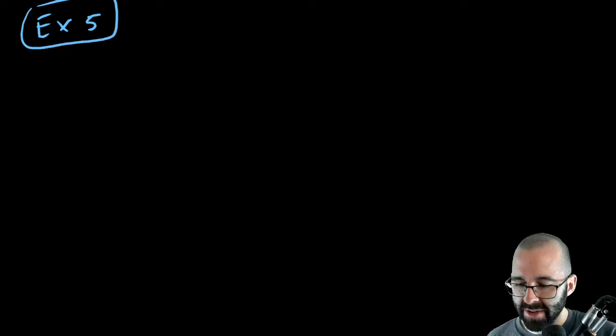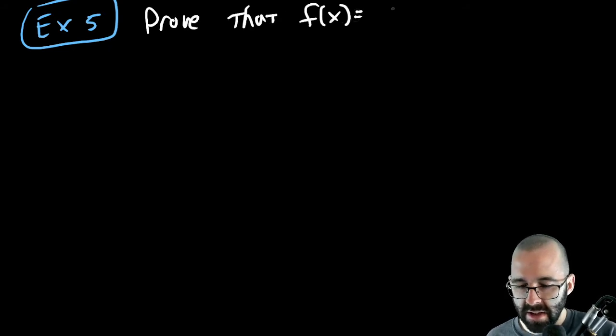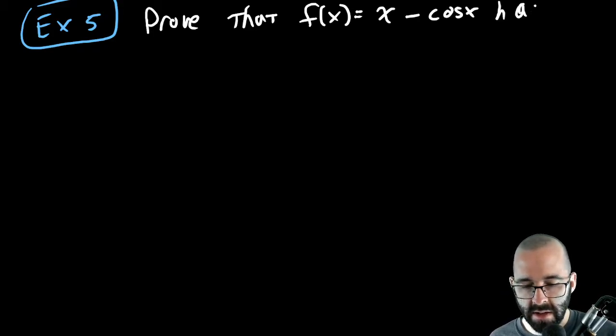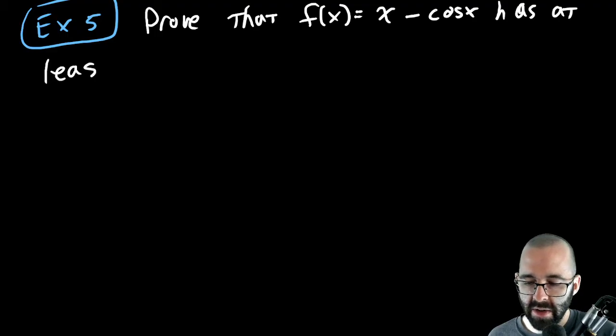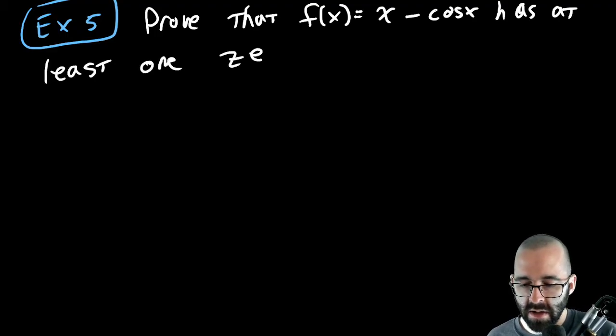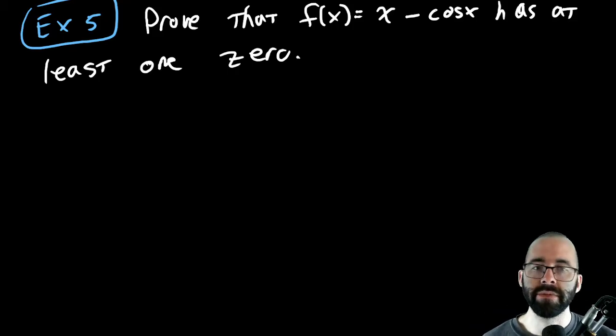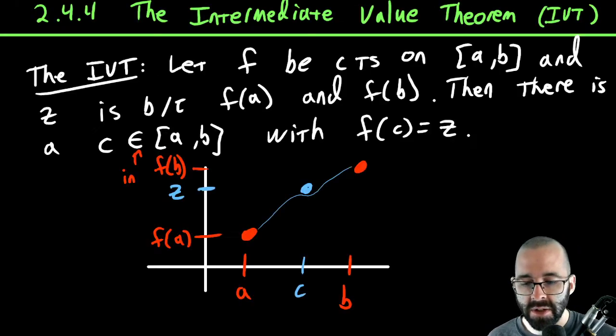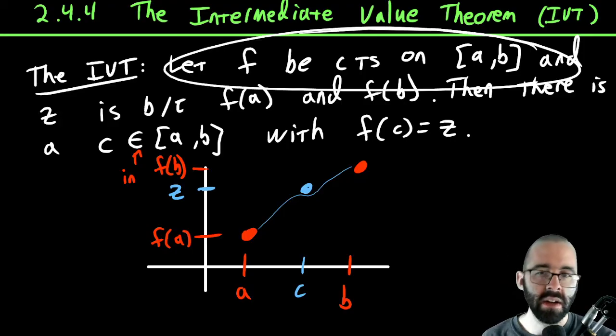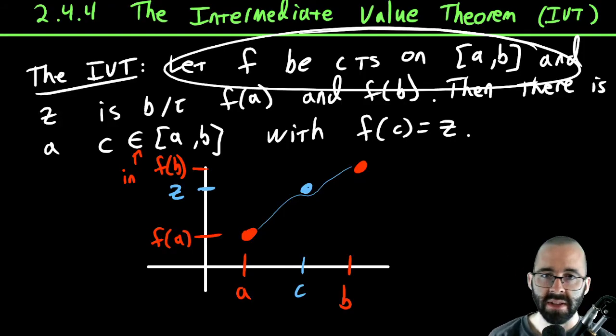Let's use the intermediate value theorem. Example 5, which is blue for some reason. Prove that f of x equals x minus cosine of x has at least one 0. So to prove this, we have to use the intermediate value theorem. So we have to go in order. What do we need in order to use the intermediate value theorem? We need f to be continuous on some interval.